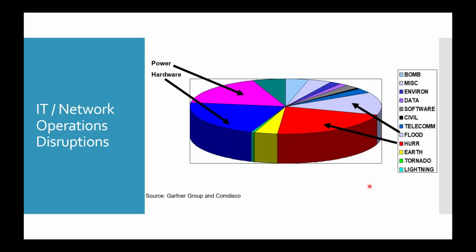This is a slide from Gartner Group and Comdisco showing disruptions to IT and network operations statistical averages. And I've highlighted 4 areas: power outages, hardware failures, hurricanes, and floods. These 4 events account for essentially 2/3 of IT network operation disruptions, with power and hardware themselves almost 40% of those outages. So it's highly likely that your IT equipment will either have a power failure or a hardware failure in its life cycle. Not today, high likelihood, but during its production life cycle.